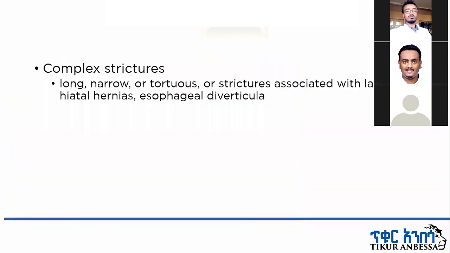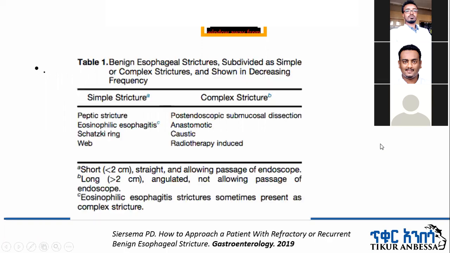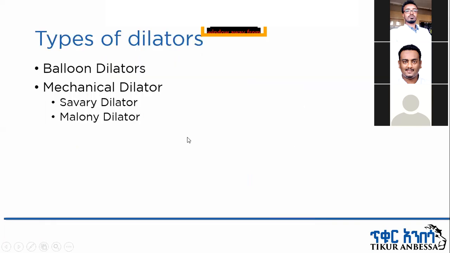He was our patient. Whereas complex strictures are very difficult to manage. These are long, narrow, tortuous strictures, and there might be diverticula associated with that. It might not be as simple as that. So these are patients usually with caustic ingestion. Similar study.